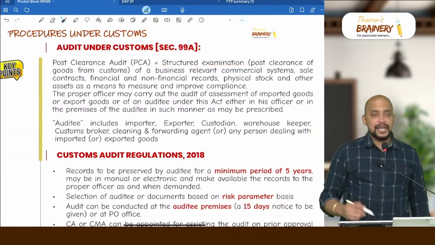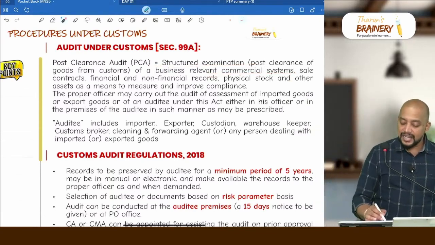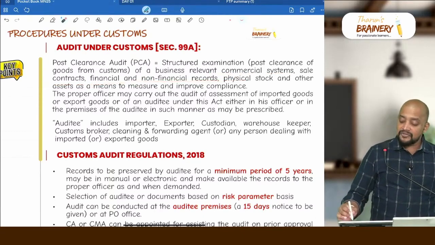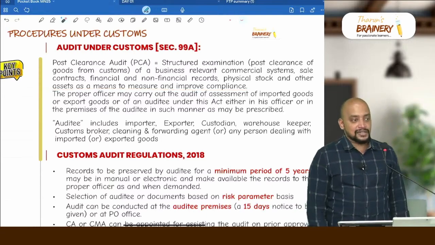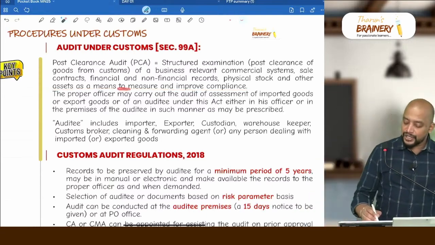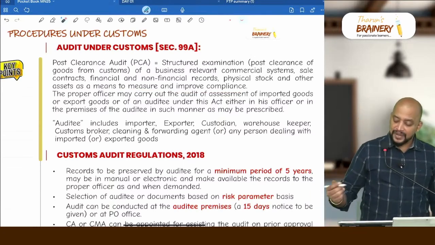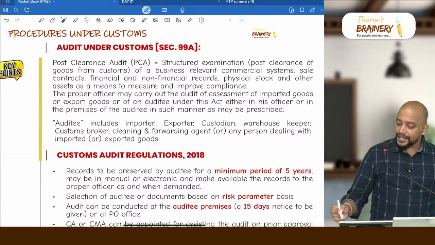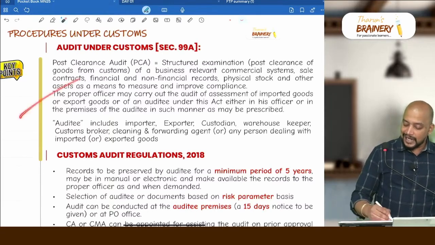What will they examine? They will examine everything. They will examine commercial systems, sale contracts, financial and non-financial records, then physical stock and other assets. They will even check the bank statements, everything, to measure and improve compliance. And where will the audit be carried out? Either at the premises of the auditee or in the office of the officer. So anywhere they can carry it out.